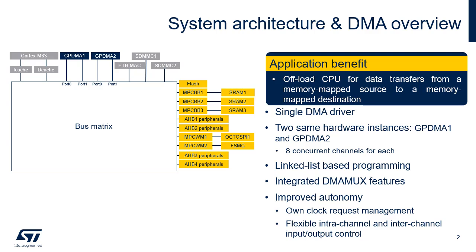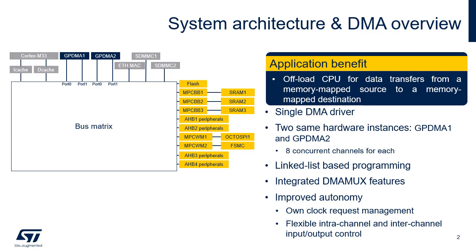These DMA controllers are in charge of data movement between memory-mapped locations, memory or peripherals, thus offloading the Cortex-M33 core. Each of them supports 8 concurrent and independent channels. GPDMA1 and GPDMA2 are controlled by the same software driver. The DMA multiplexer connecting the requests generated by peripherals to the channels is integrated in the GPDMA instance. GPDMA supports linked list-based programming to enable buffer chaining.